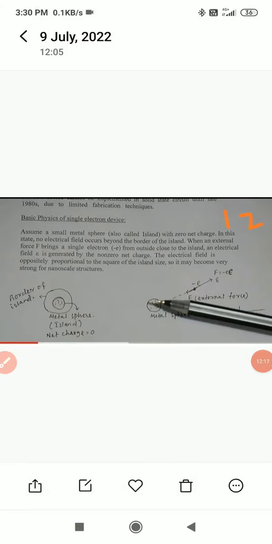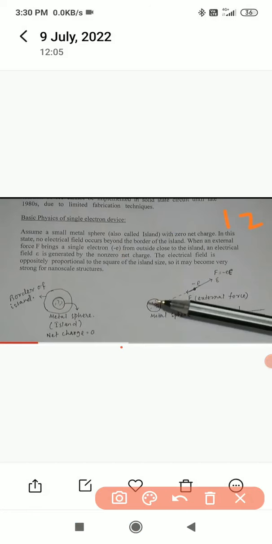here, when we bring an electron towards this nano dot, the electric field is inversely proportional to the size of the sphere. As we decrease the size of the material, nothing but the size of the metal sphere, what happens? The electric field will increase, and the direction of the electric field will be in this direction.